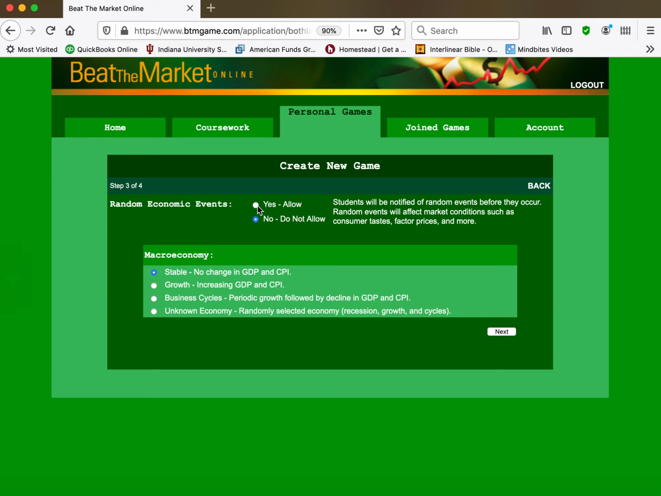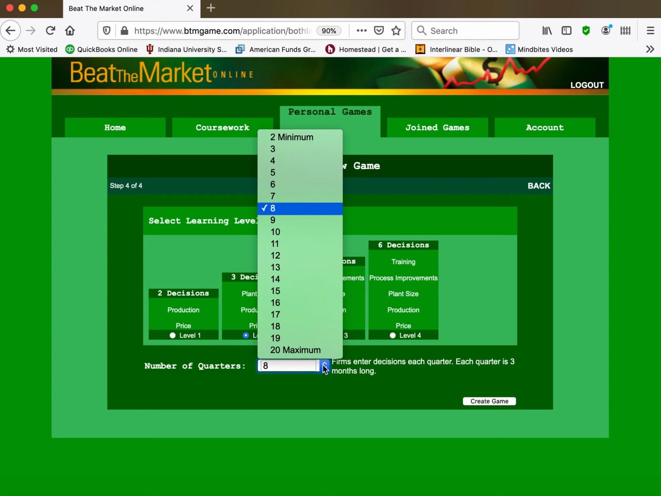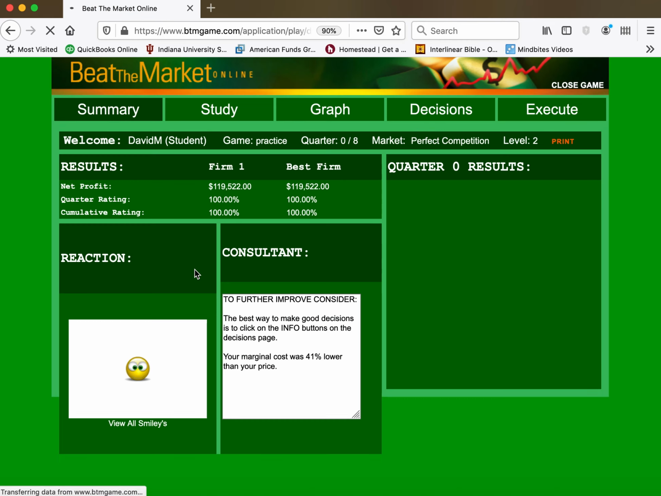We can adjust the economic events that we can see. Yes, we want students to see them, and we'll just go ahead for this example and make it stable. Next, we pick the level of complexity. I want to go ahead and pick level 2 because I want to show you a couple things here in the decision-making process, and we can pick however many quarters of decisions that we want. We'll just leave it here at 8 and create our game. Once created, we go select the game and play it.